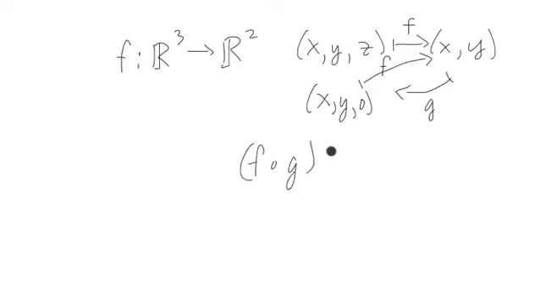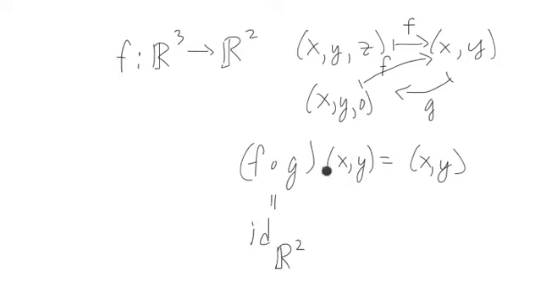So basically this function is the do nothing function on R2. So input an element, get out the same element. The do nothing function is the same thing as the identity function on R2. So notice that g is on the right side of this in this composition, we call it a right inverse.